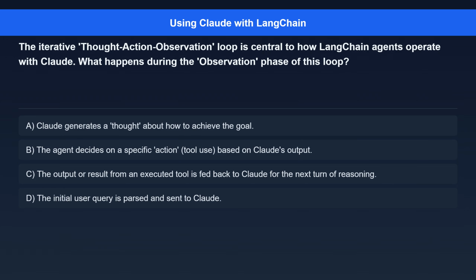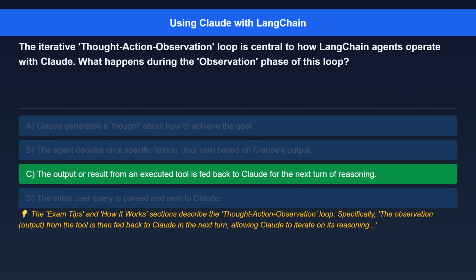Question 6. The iterative thought-action-observation loop is central to how LangChain agents operate with Claude. What happens during the observation phase of this loop? Option A. Claude generates a thought about how to achieve the goal. Option B. The agent decides on a specific action, tool use, based on Claude's output. Option C. The output or result from an executed tool is fed back to Claude for the next turn of reasoning. Option D. The initial user query is parsed and sent to Claude.